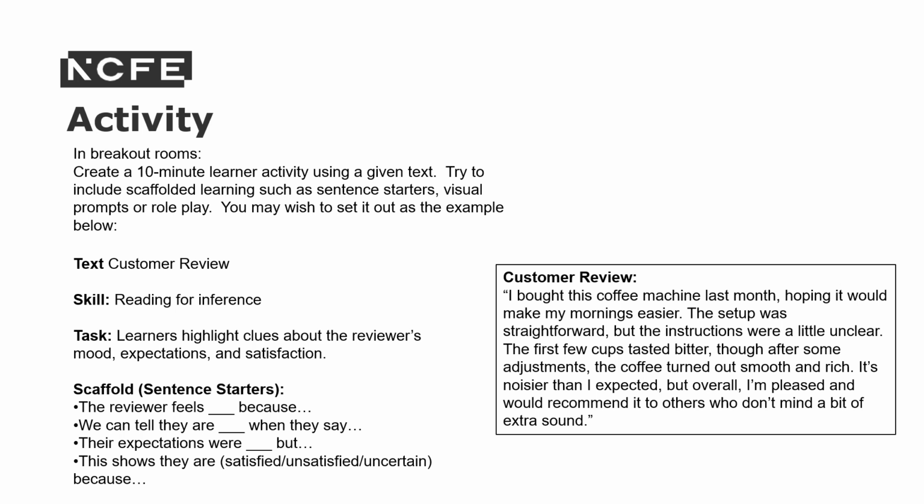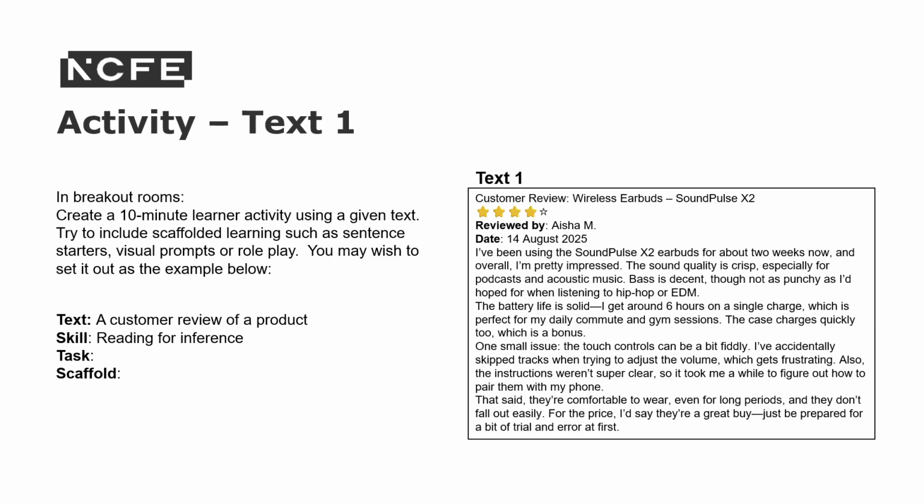type of text. So in this case, if we look at the example on the screen, it's a customer review. The skill that I would like you to look for on this one would be reading for inference. The task would be learners highlight the clues about the reviewer's mood, expectation and satisfaction, and then some scaffolded sentence starters. You've got the reviewer feels because, so you've got some examples there.